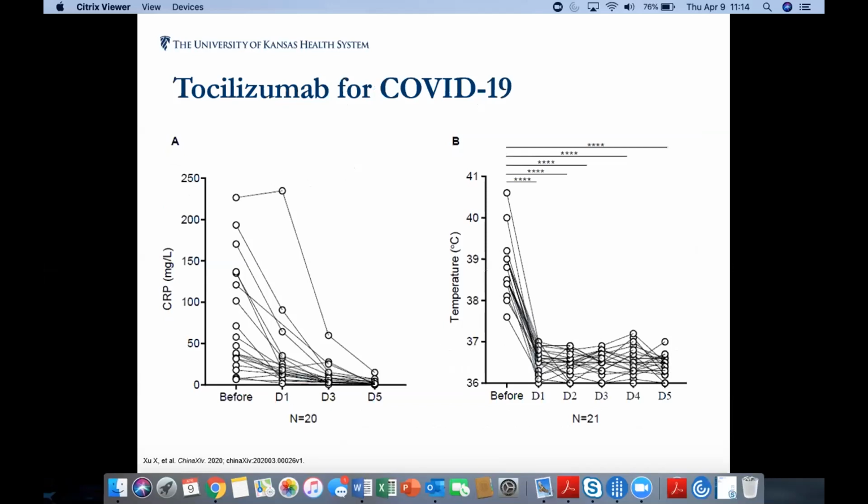So this is that study I was talking about. So again, 21 patients received tocilizumab. And on this slide, you have your baseline CRP values and a few days after administration of tocilizumab, as well as your fever curve. And you can see that a majority of patients did have elevations in both of these things after tocilizumab administration. These results did normalize.